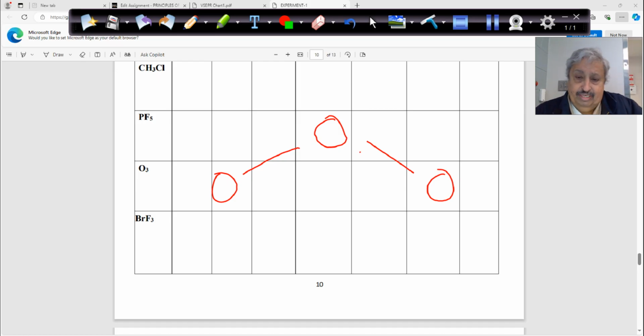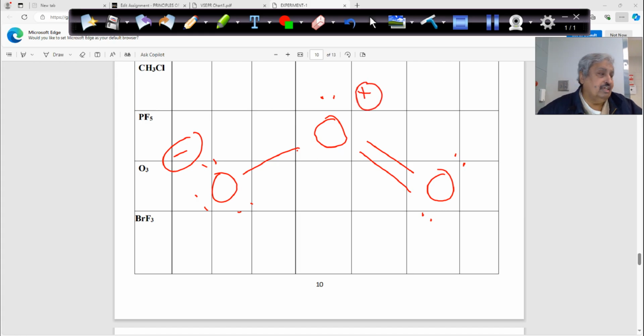So let's put a double bond here, for example. This one here, octet rule. This one is 8, 4 and 4, 8. This one here is negative. And this one here is 1, 2, 3, 4, 5, positive. This is the Lewis dot structure of ozone. This is the Lewis dot structure of ozone.